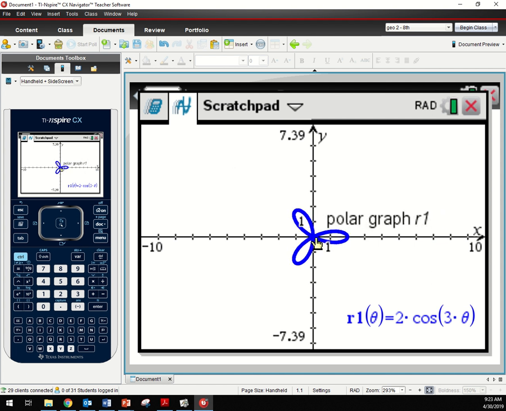Now, since I have this right here, I have a slight issue. Where does my graph start? Where does my graph always start? 0, thank you. So it starts at 0. But now I also have to see where the next one is going to be equal to 0, because I have a petal right here.